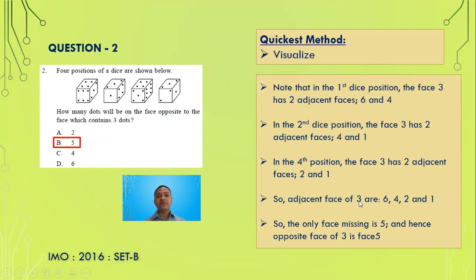So which is the only face which is remaining? The only face which is remaining is face number 5. So 3 is on the opposite side of 5, because all the other faces are adjacent to 3.